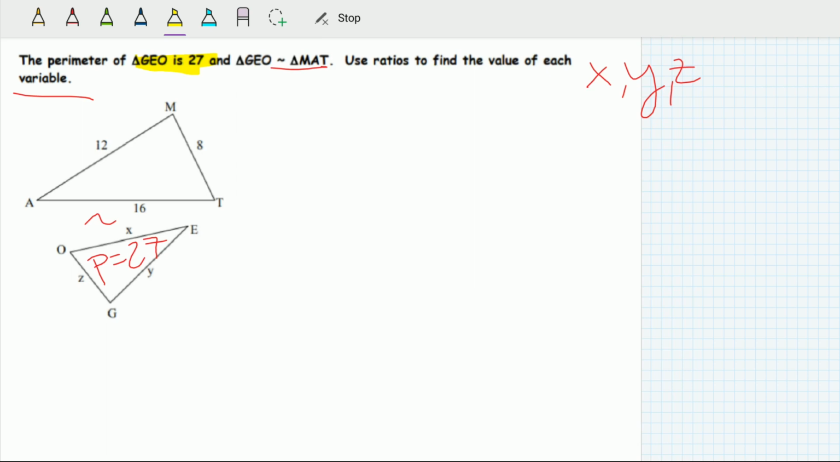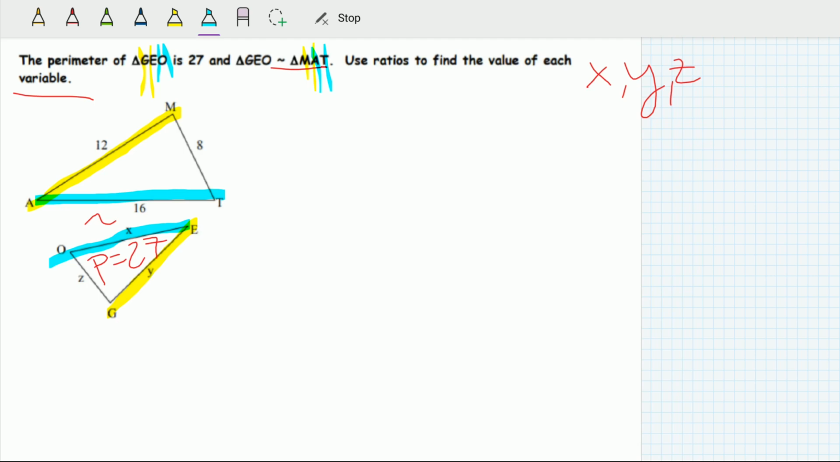I'm going to go ahead and match up the sides, because that's the first thing you should always do. So GE is going to be this one, and then that one is going to go to MA. And then EO, that's the next 2 letters. EO is this one, and then that one is going to go to AT. Okay, so now we have all the sides matching with each other, corresponding.